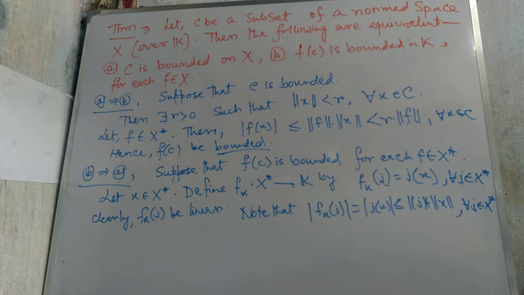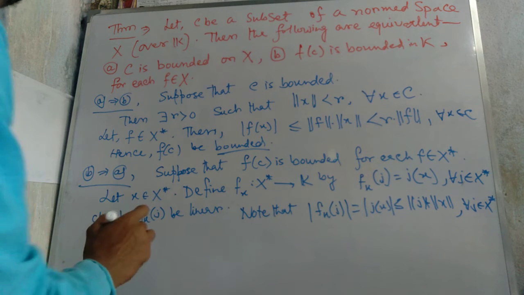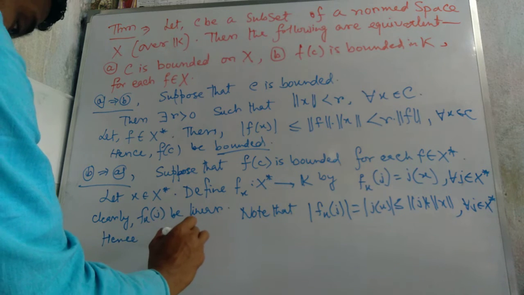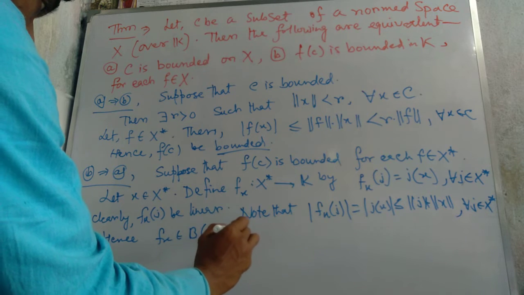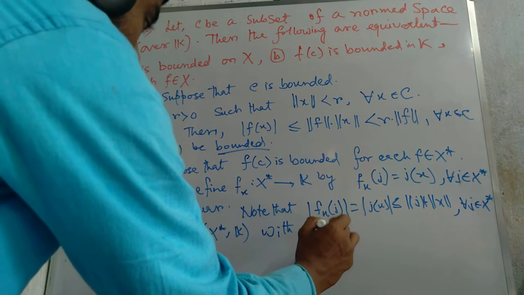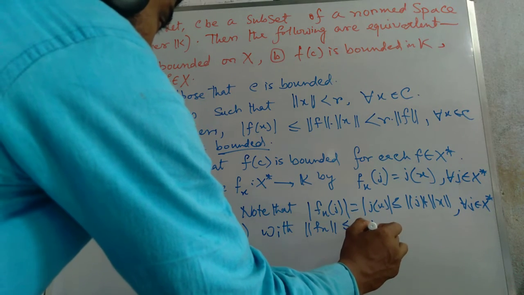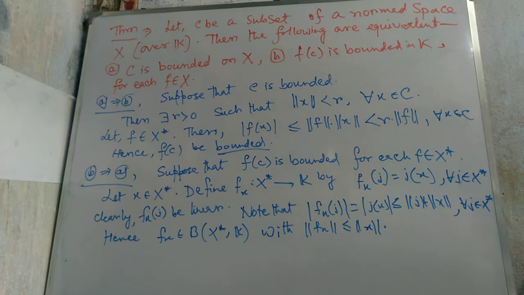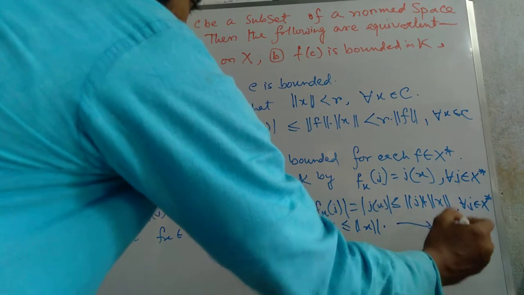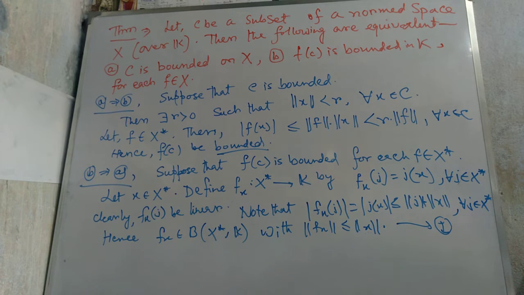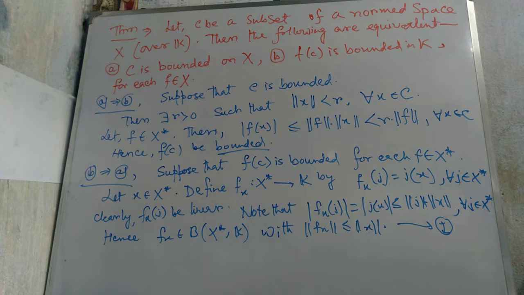Hence F_x belongs to B(X star, K). That means norm of F_x is less than or equal to norm of x. Okay, marked as 1. Next we discuss another portion.